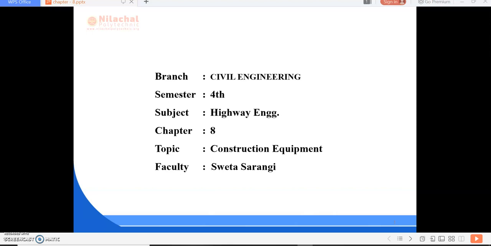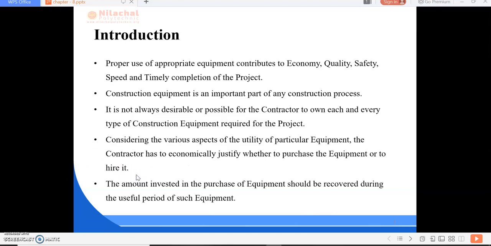Okay, so in this chapter, we are going to study the types of construction equipment we use in the construction of road. Proper use of appropriate equipment contributes to economy, quality, safety, speed, and timely completion of the project. Construction equipment is an important part of any construction process.